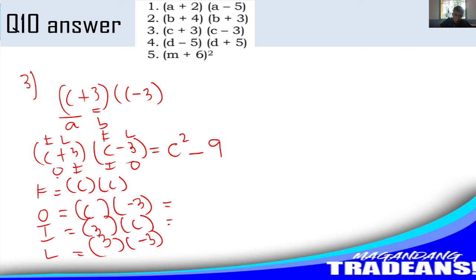So, let's simplify this one. C times C, that is C squared. Negative 3 times C, that is negative 3C. Then 3 times C, that is 3C. And 3 times negative 3, that is negative 9. If we are going to combine this one, may utang ka na 3, may binayad ka na 3, 0 matira. So, since 0 na siya, ang sagot mo, C squared minus 9. That is C squared minus 9.